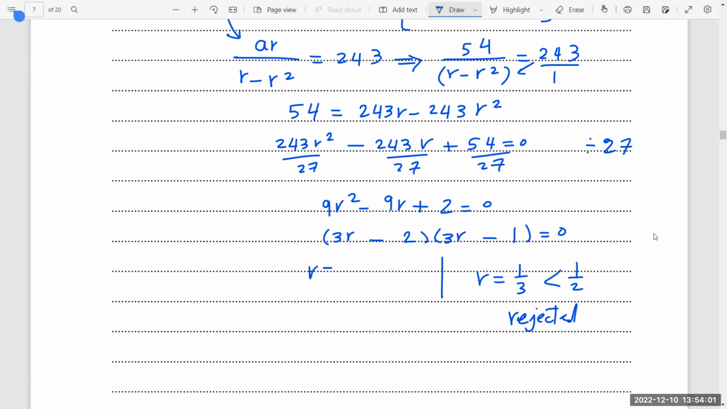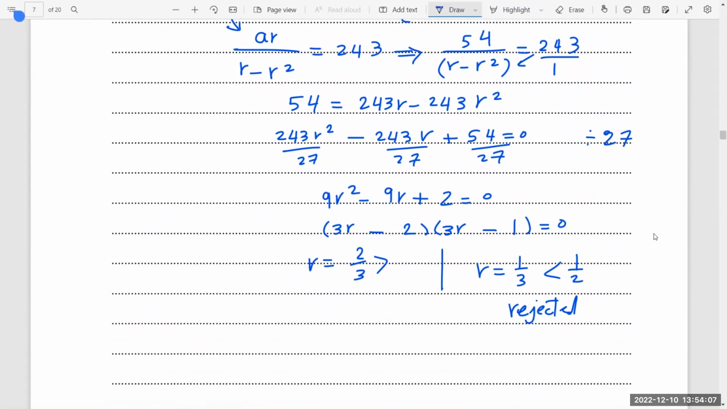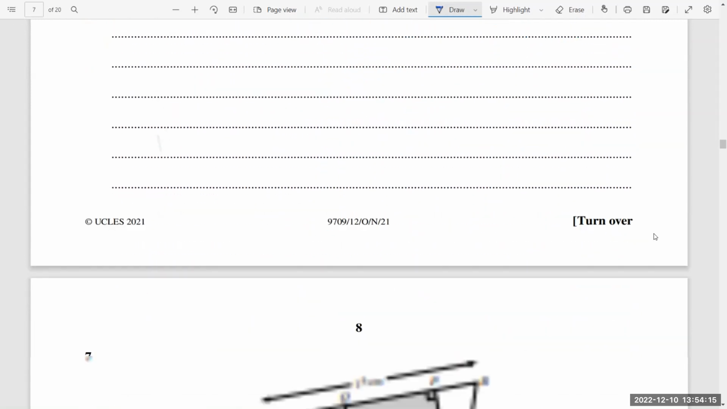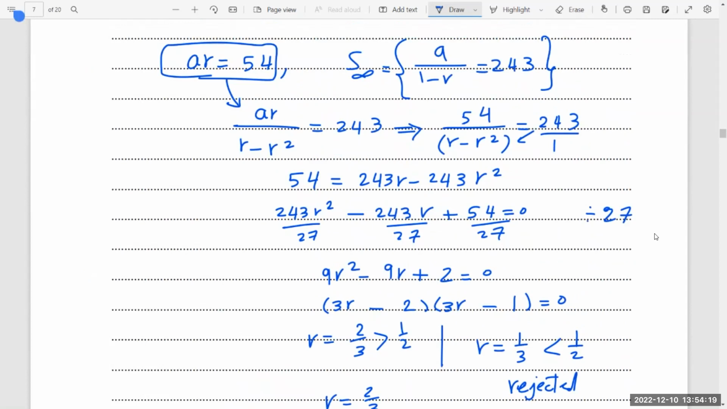And the r here is 2/3, which is bigger than 1/2. It's okay. So the r is equal to 2/3. After knowing the r, you can get back to find the first term a if required. So the r is 2/3.